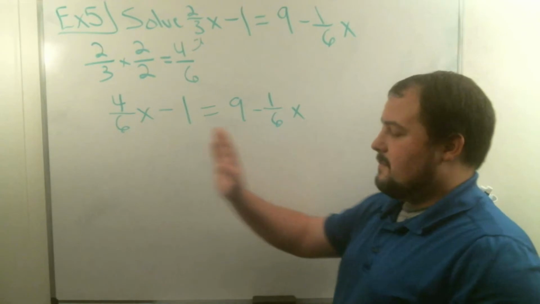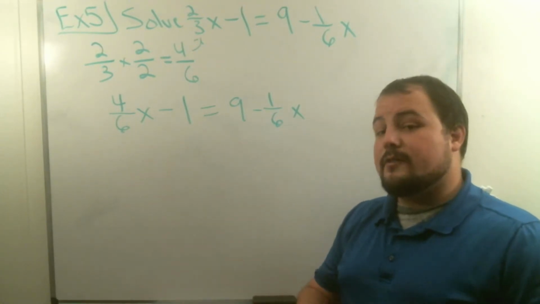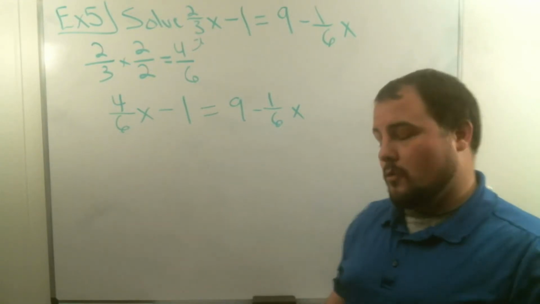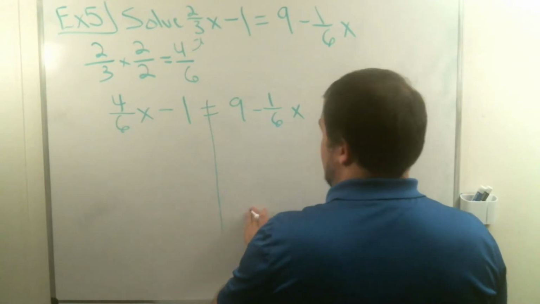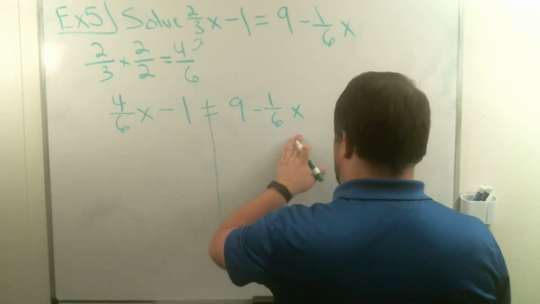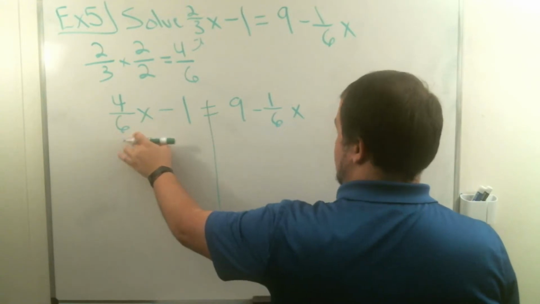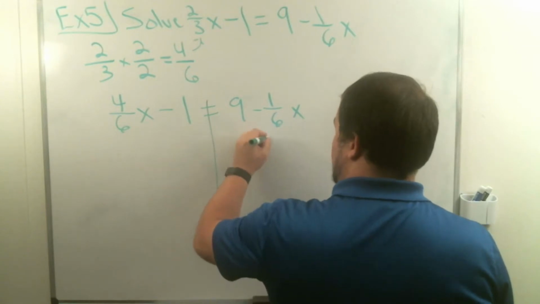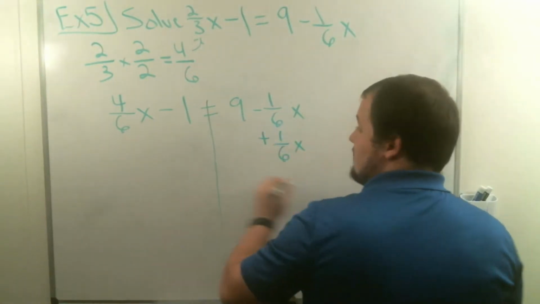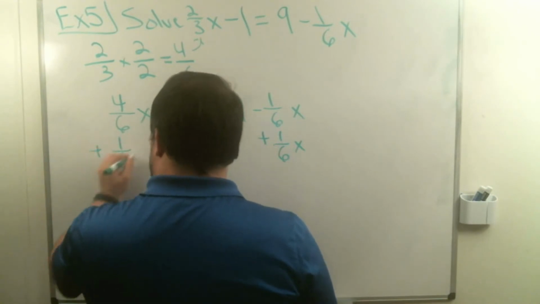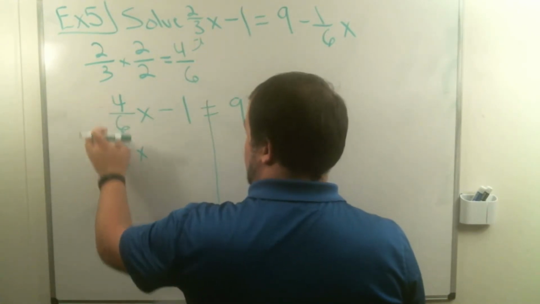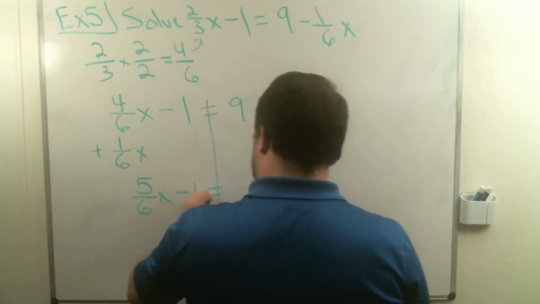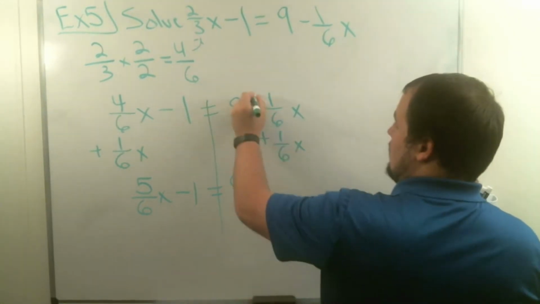Since we have the same denominators, what we want to do is look at our fractions and say which one's bigger, which one's smaller, and follow rule 1, then rule 2, then rule 3. So I draw a line through my equal sign. I look at my variables in this case. I have 4/6 and a negative 1/6. So I'm going to get rid of a negative 1/6 by doing the opposite. I'm going to add 1/6x. If I have 4/6 and I add 1/6, I now have 5/6x minus 1 equals 9. This cancels out.